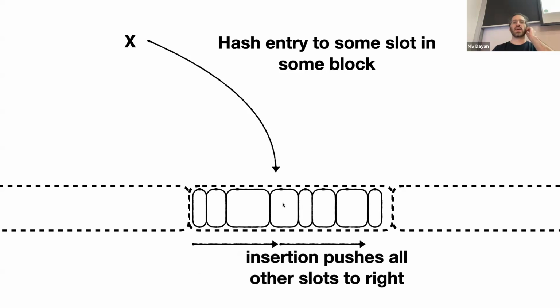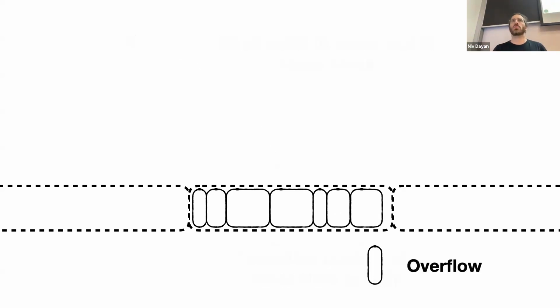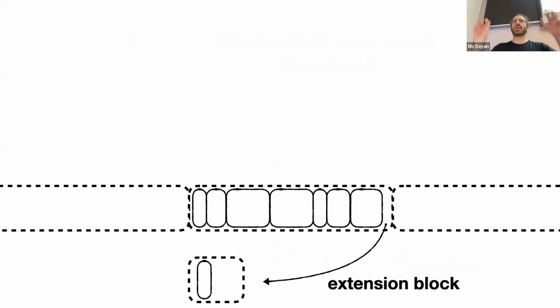Okay, and then I might actually insert it into that slot. And that's going to have to push all the other slots in the bucket to the right because I have to clear space. I could have overflows. And if I have overflows, I can store them in something called an extension block. Okay? Good.